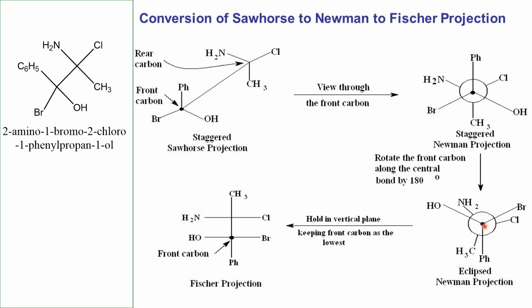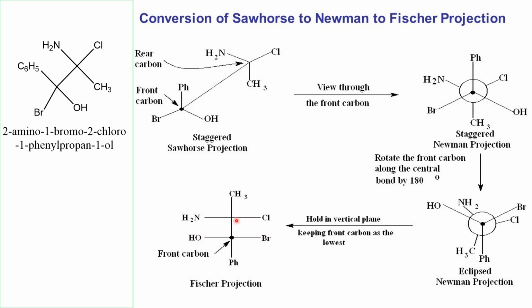This is the front carbon. In the Fischer projection, this is the front carbon, and this front carbon has the phenyl group down. That group should be kept at the bottom. OH at left, Br at the right. They should be kept as they are.